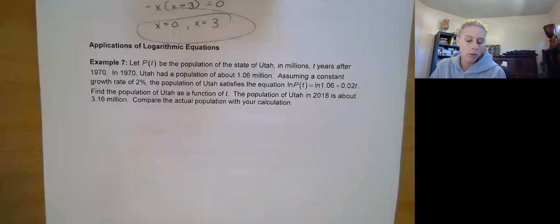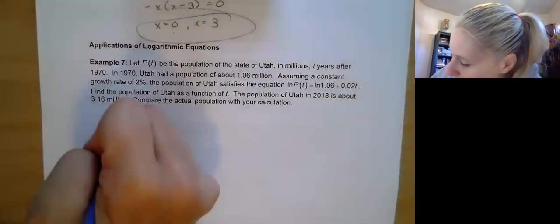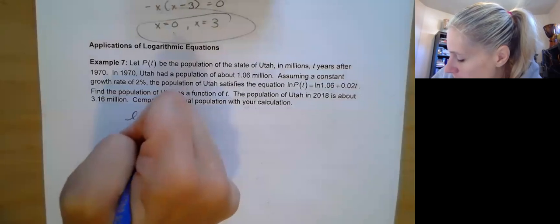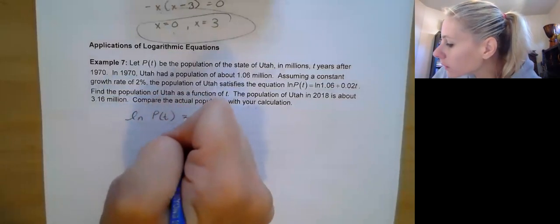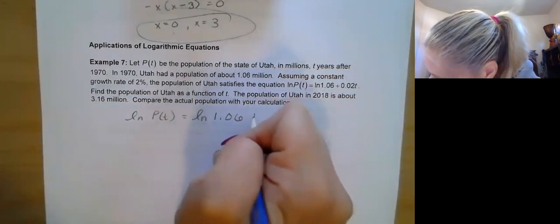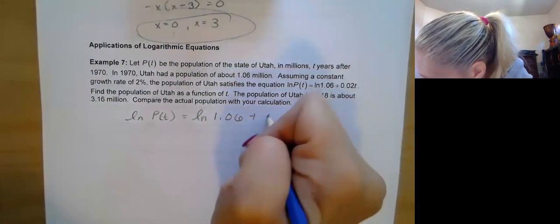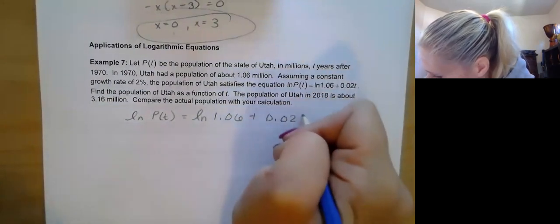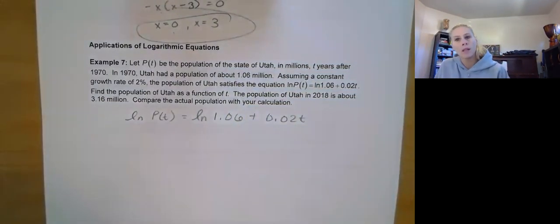Okay, so what we are doing, guys, is first of all, we are going to get P of T by itself. Okay, now this is going to be the tricky one. This is a trick question. You need to know this. Okay, so let me write this down. We have ln P of T equals ln 1.06 plus 0.02 T.